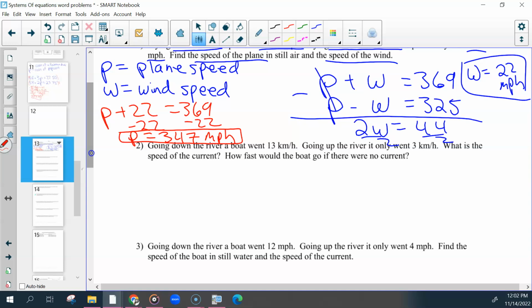So with these numbers, because of the equations, you're not multiplying other things, it's really simple to go back and double check. 347 plus 22 gives us 369. 347 minus 22 gives us 325. So that's a really good, quick way to check yourself. Did you do this correctly?